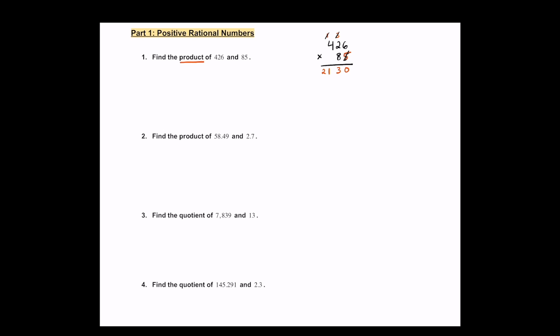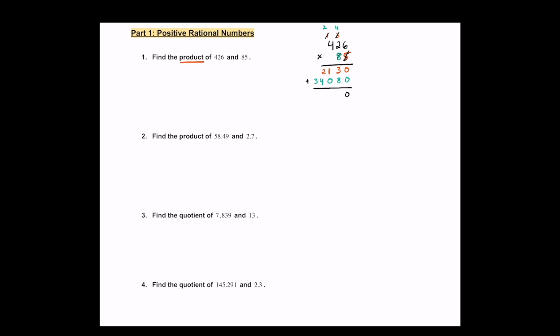And you can move over and talk about this 8, which is really an 80. So if you want to put a placeholder, that's fine. 8 times 6 is 48. I'm going to carry the 4. 8 times 2 is 16, plus the 4 is going to be 20. Carry the 2. 8 times 4 is going to be 32, plus the 2 is going to be 34. Go ahead and add these two rows together, and that should be our product.